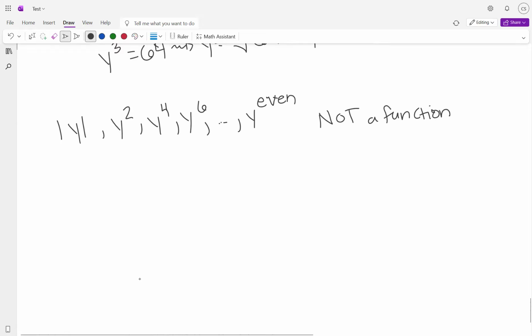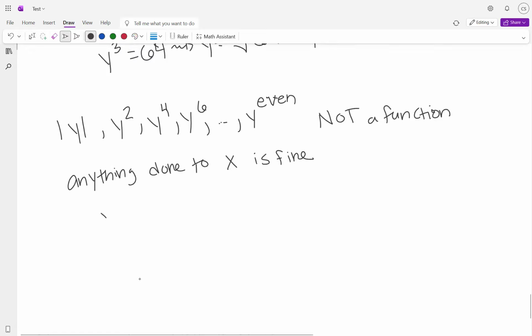All right. So it's the absolute value and then even powers of y. So when you're doing something to y, just double check. And then anything done to x is fine. Pretty much. It's very hard for an equation to have things done to x where we're not going to be okay.